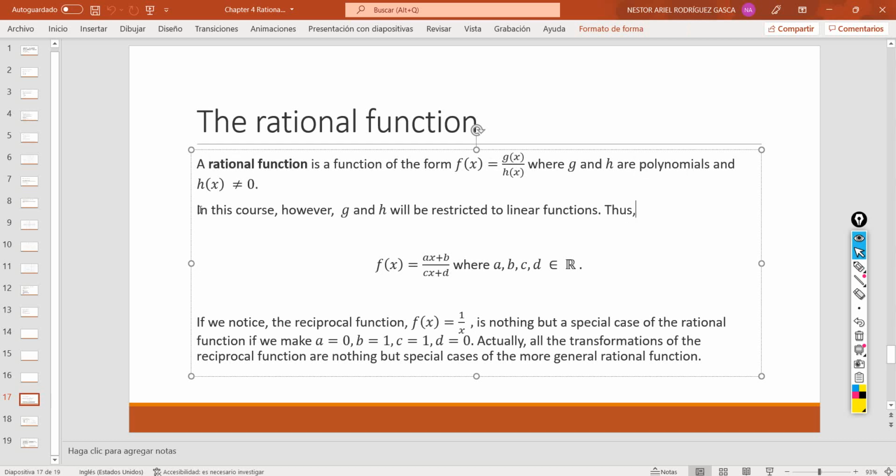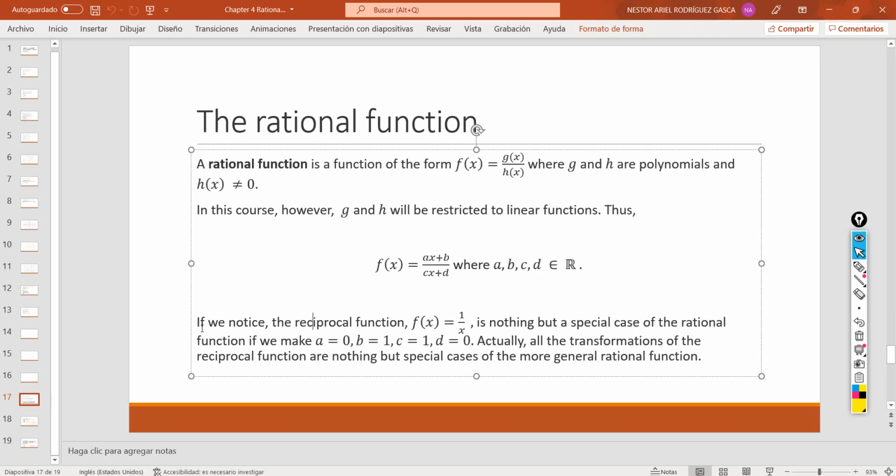But in particular, in this course, g and h will be restricted to be linear functions, and thus the rational functions for us will have this shape, ax plus b, which is a linear function, right? It's a polynomial, but a linear polynomial, and over cx plus d, which is another linear function. And what are a, b, c, and d? They are any real numbers.